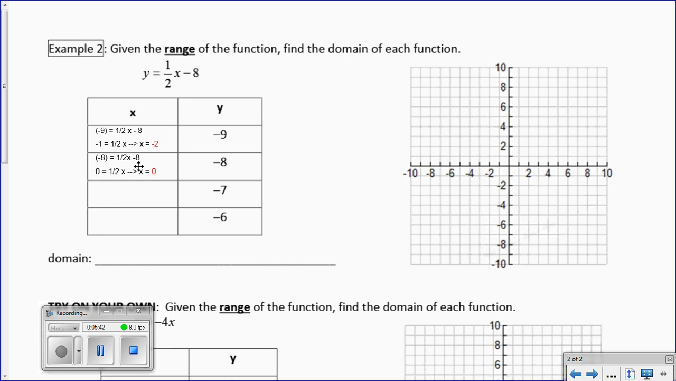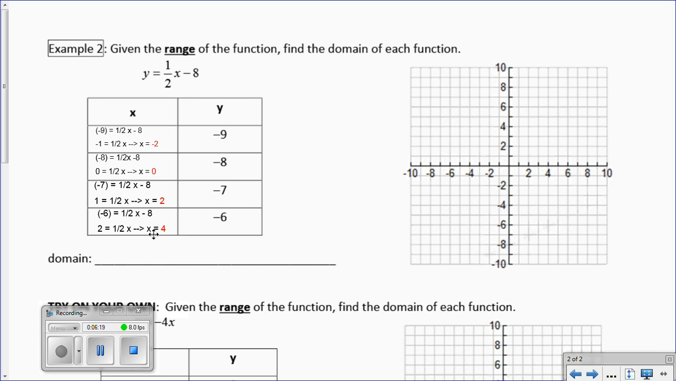-8 equals 1/2 x minus 8. I add 8 to both sides, I get 0. 0 equals 1/2 x. I multiply both sides by 2 to undo that 1/2. I get x equals 0. -7 equals 1/2 x minus 8. I add 8 to both sides. I get 1 equals 1/2 x. I multiply both sides by 2. x equals 2. The last one, -6 equals 1/2 x minus 8. I add 8 to both sides. I get 2 equals 1/2 x. Multiply everything by 2. I get x equals 4.